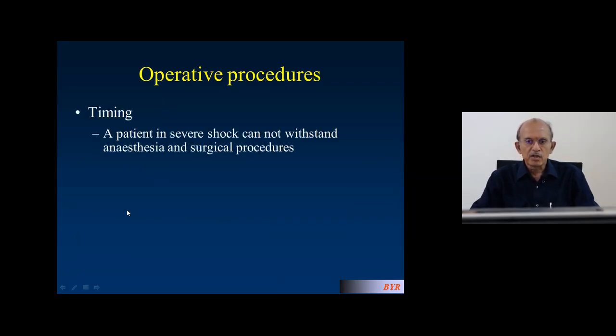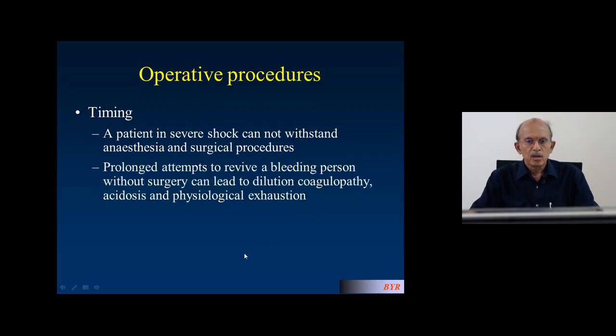A patient in severe shock cannot withstand anesthesia and surgical procedures because already his blood pressure is at 50 or 60 or 80 millimeters of mercury. If you give anesthesia, it will drop by another 30 millimeters of mercury. So that will cause impairment to his life also. That is why you cannot give anesthesia to a shocked patient. So I must revive the patient.